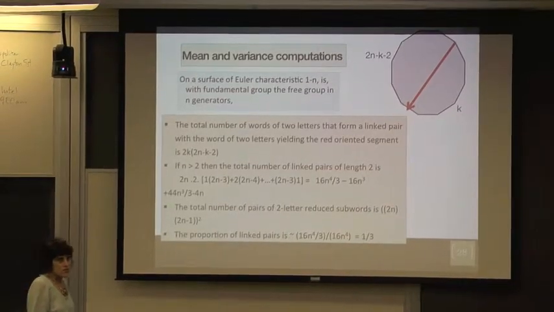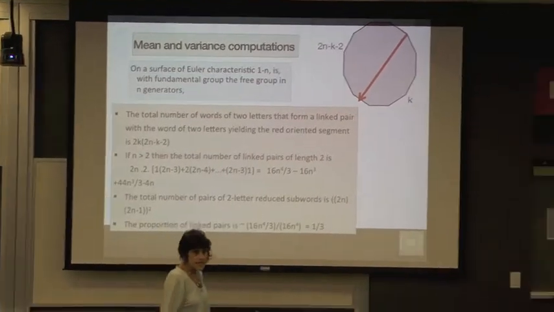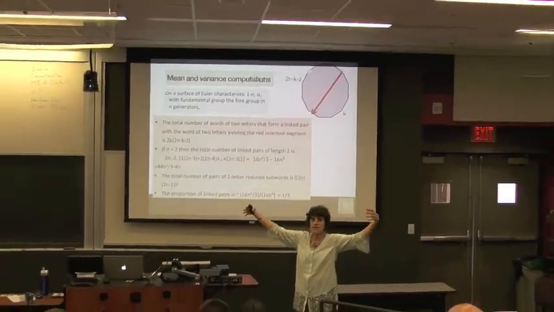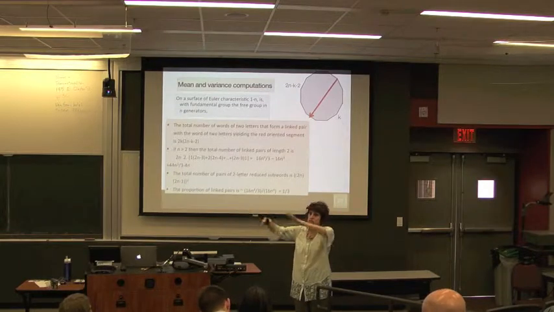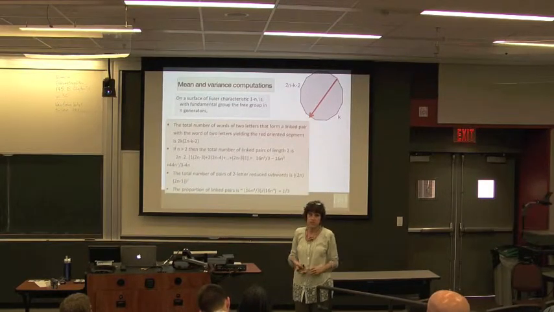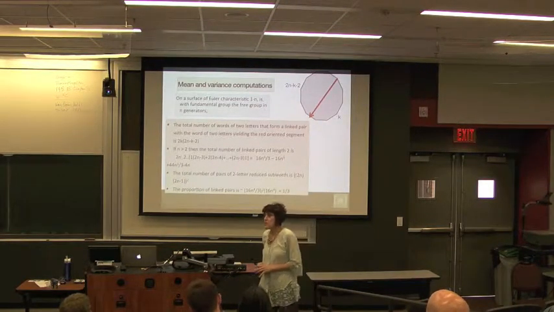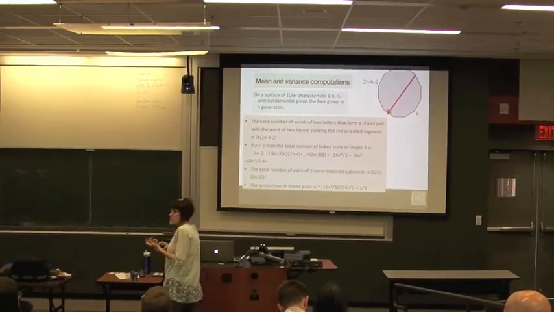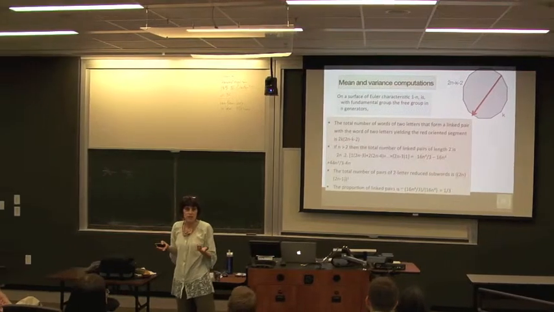Okay, now here is the question. Let me review what I did. I took all the words of a certain number of letters, each one has a self-intersection, and I studied the distribution determined by self-intersection. But now, instead of sampling by word length, I could sample by geometric length. And what happens then?